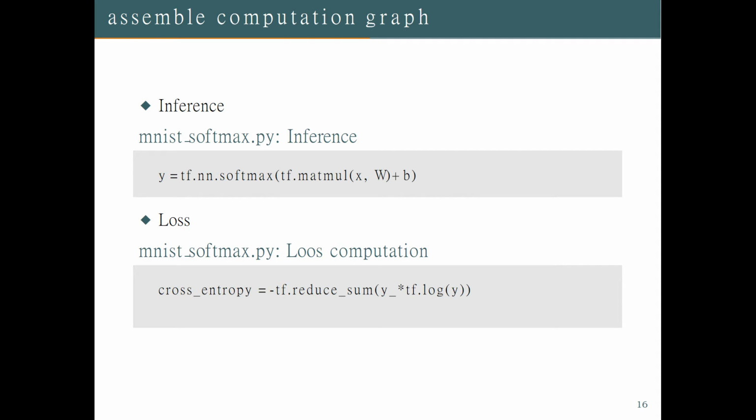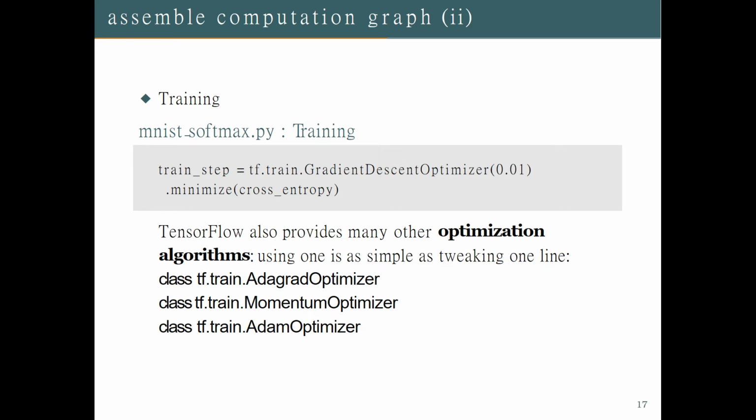cross_entropy = tf.reduce_mean(-tf.reduce_sum(y_ * tf.log(y))). This is the loss function. Then we will train using the gradient descent optimizer. TensorFlow also provides many other optimization algorithms, like the Adagrad optimizer, momentum optimizer, and Adam optimizer.